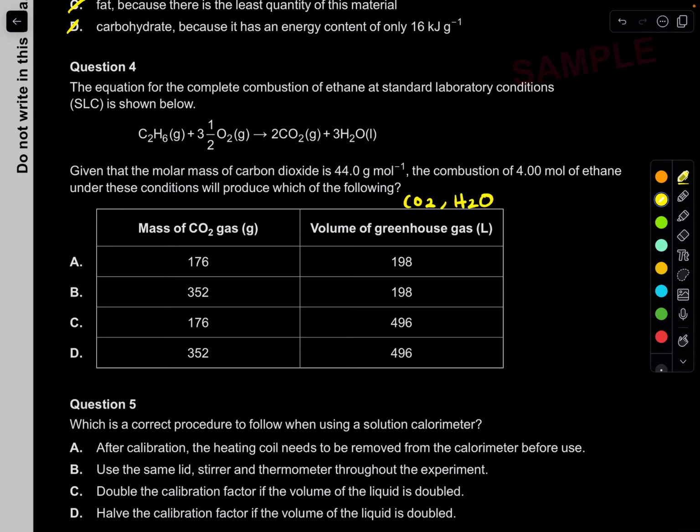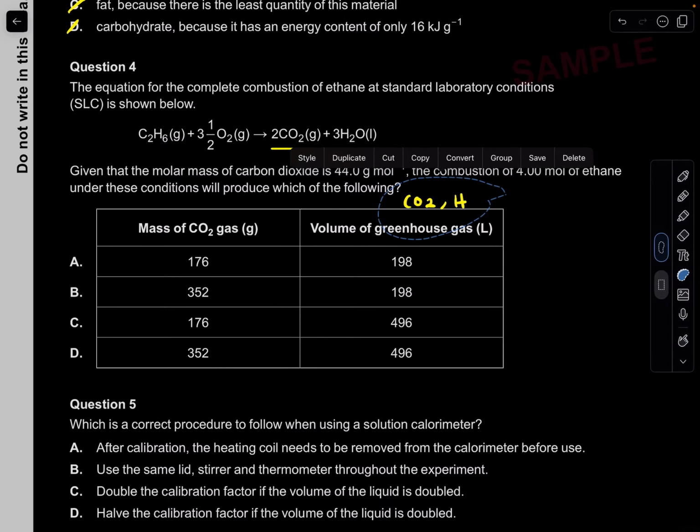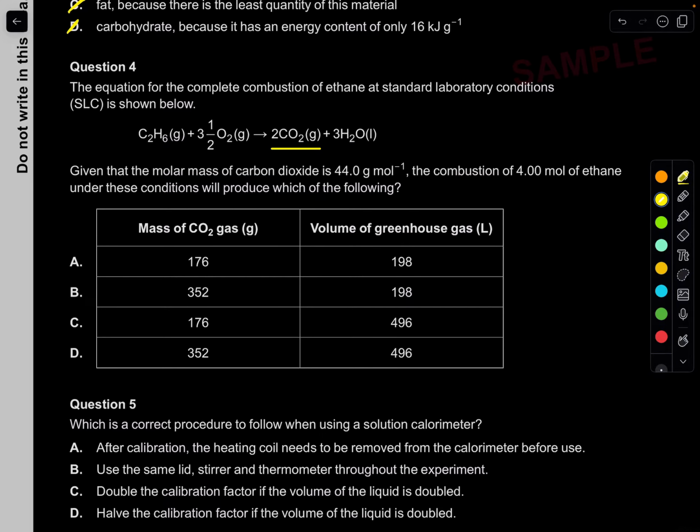But be careful. This water is not actually a greenhouse gas. And why is that? It's because it's not in its gaseous state. It's in a liquid state. For it to be known as a greenhouse gas, it needs to be in its gaseous state. So the only actual greenhouse gas is that CO2 here. So let's try to calculate the first one. Let's calculate the mass of CO2. This one over here.